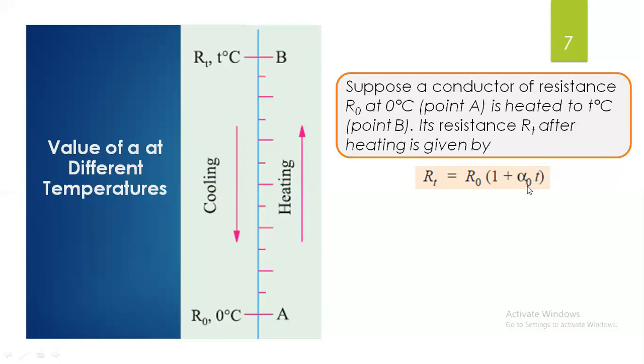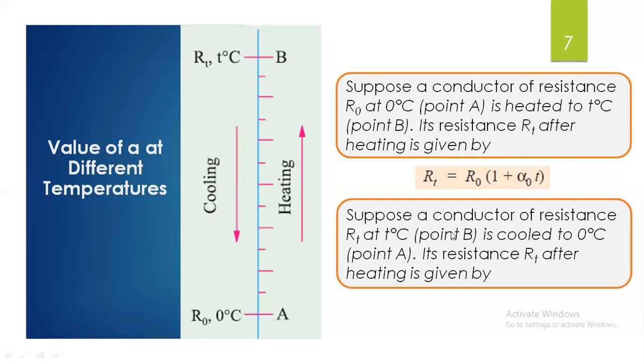Now suppose that the conductor has resistance RT at T degrees Celsius, that is at point B, and it is cooled. By cooling this conductor, the resistance becomes R0 at 0 degrees Celsius, that is at point A. Then, after cooling, R0 is equal to RT into bracket 1 plus alpha T into minus T.